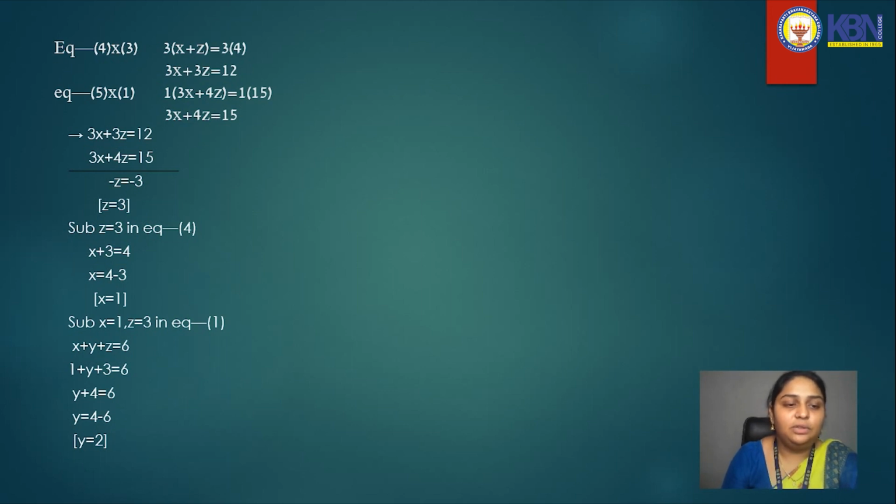Now substituting these two values in equation 1 to obtain the value of y. Then we get x plus y plus z equal to 6, that is 1 plus y plus 3 equal to 6, that is y plus 4 equal to 6, that is y equal to 6 minus 4, so y is equal to 2. To verify whether it is right or wrong, we have to substitute in one of the given equations.